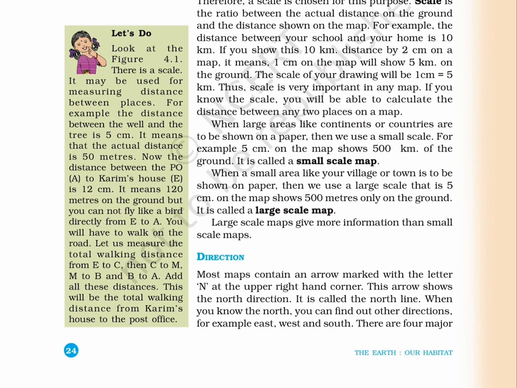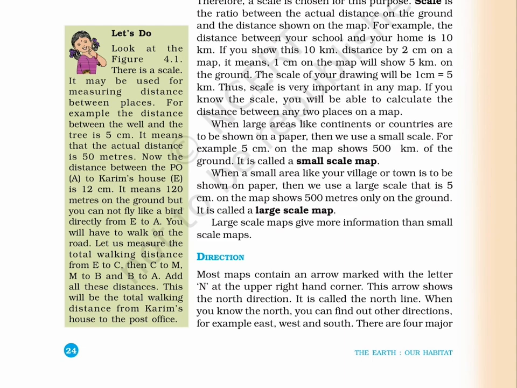Page number 25. Figure 4.1. Map of a village. The above map shows distance in meters, where the scale is 1 centimeter equals 10 meters. And on the scale we see 50 meters marked, 40 meters marked, 30 meters marked, 20 meters marked, 10 meters marked, and the scale starts from 0 and goes till 50 meters.